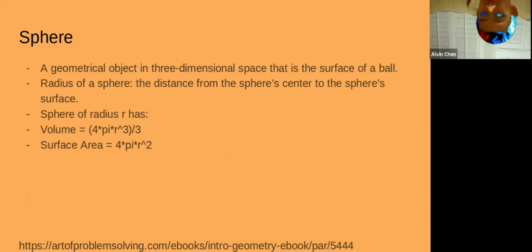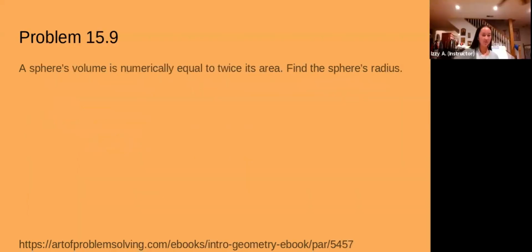Basically, after that, you have the hypersphere, which is in 4D. All right. So a sphere's volume is numerically equal to twice its area. Find the sphere's radius.